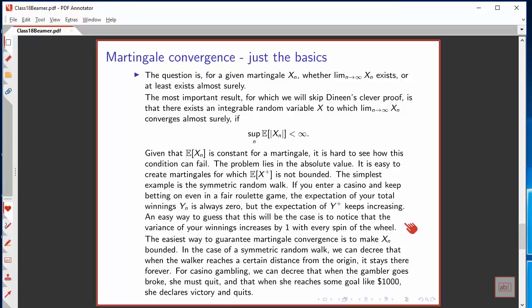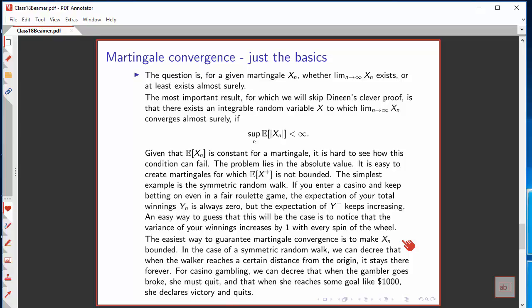One way to see that this has to be so is to notice that your winnings on successive spins of the wheel are independent events, each with a variance of 1. So the variance of the sum of your winnings after n spins of the wheel is going to be n. The variance goes up, and that means the values that are far away from 0 get more and more frequent.